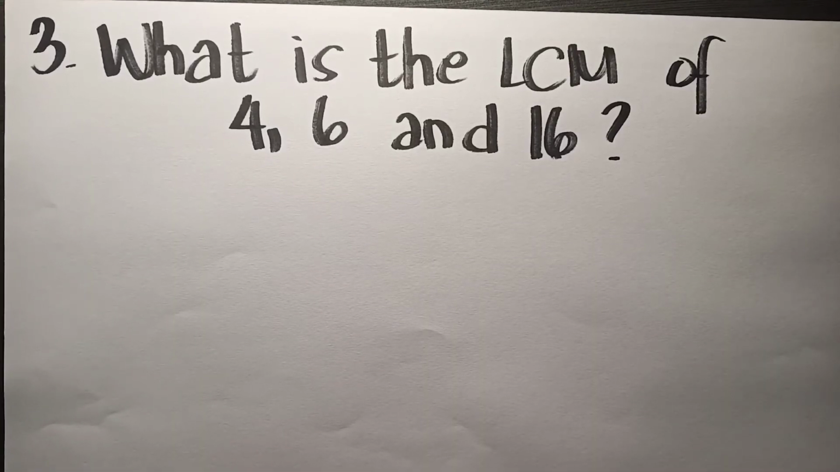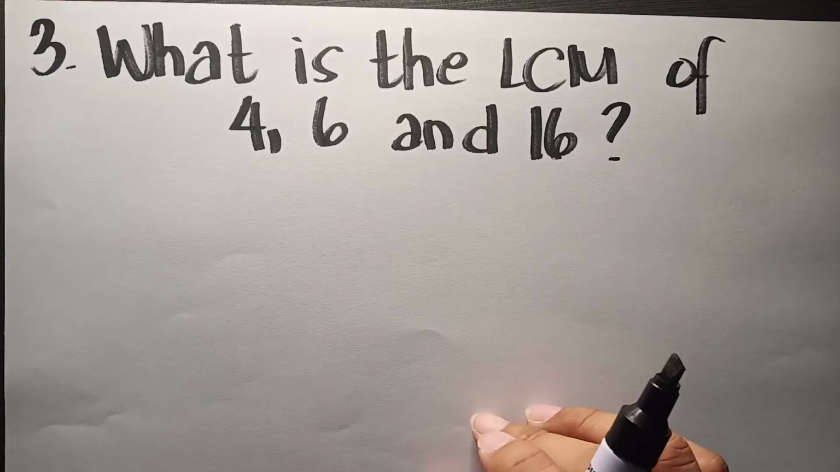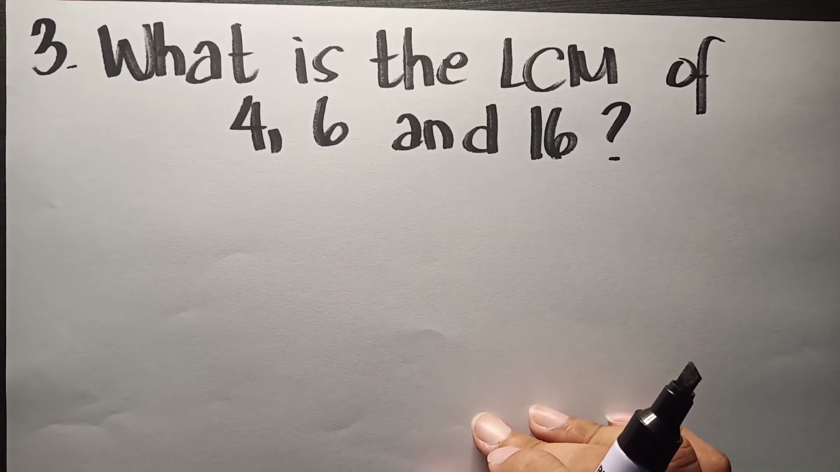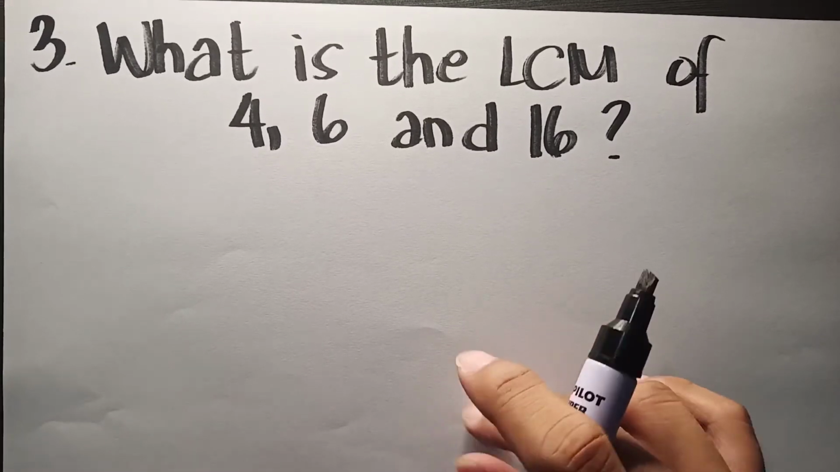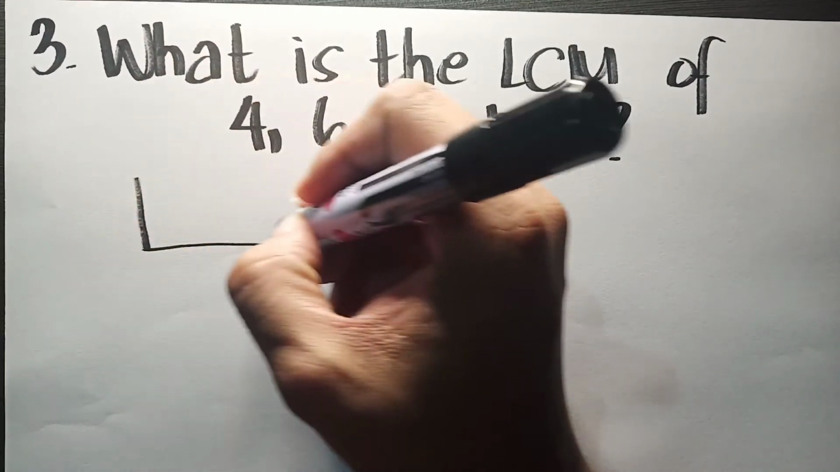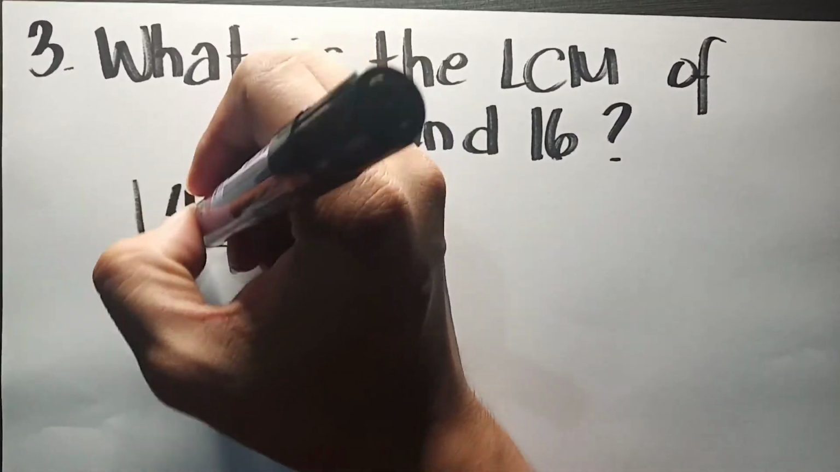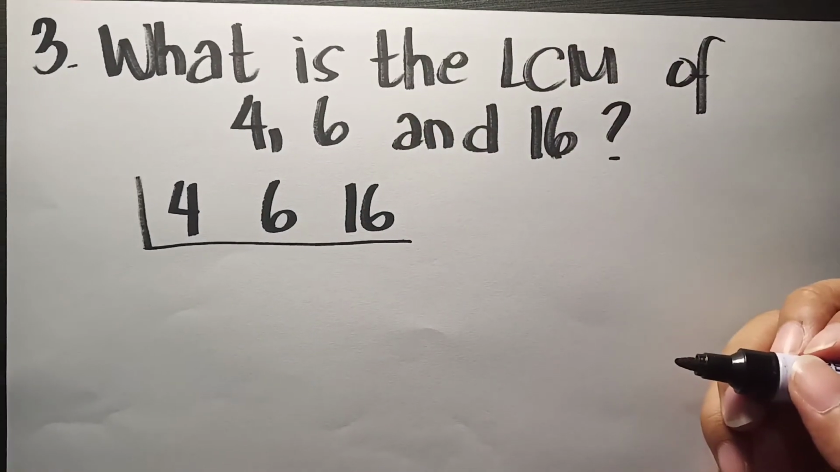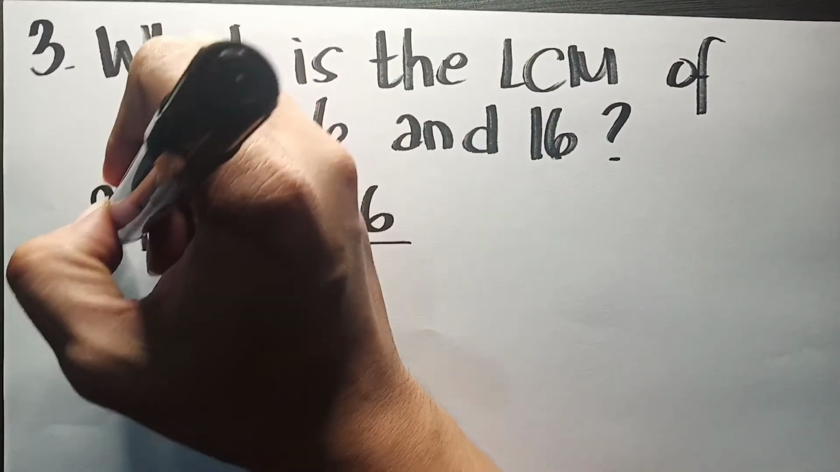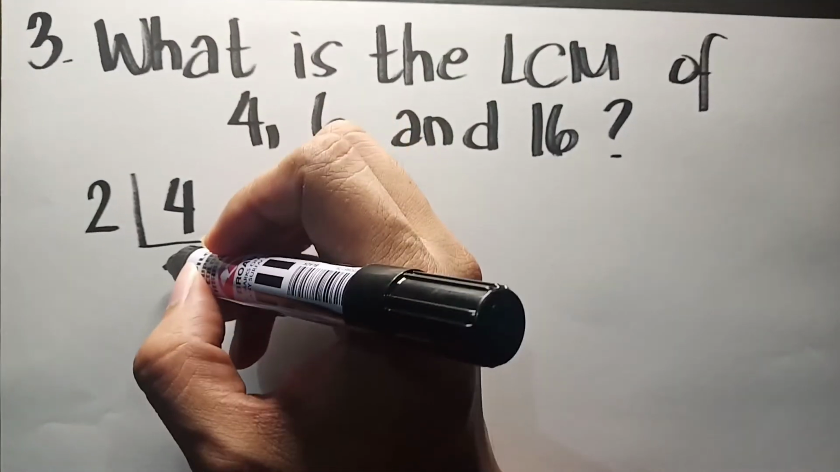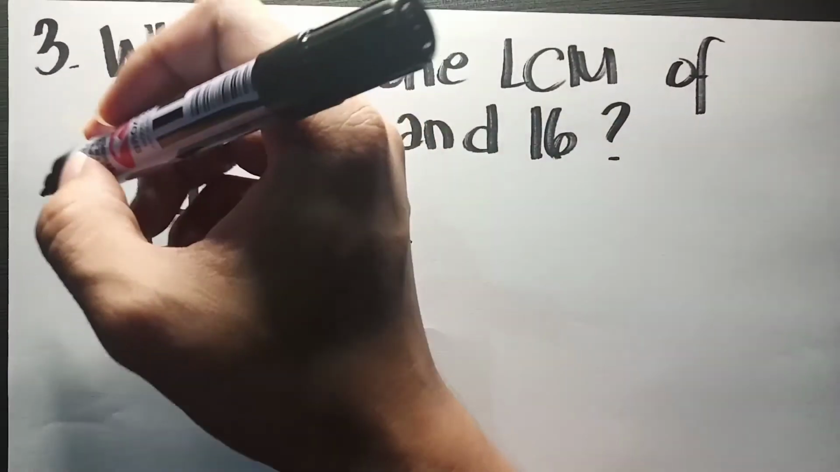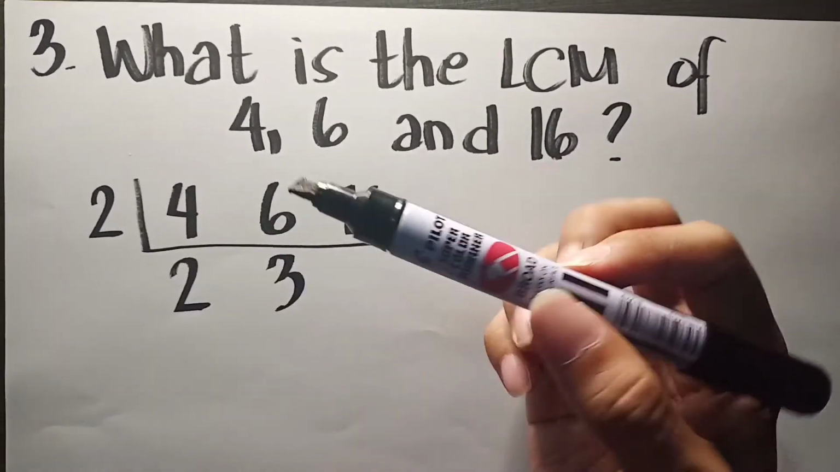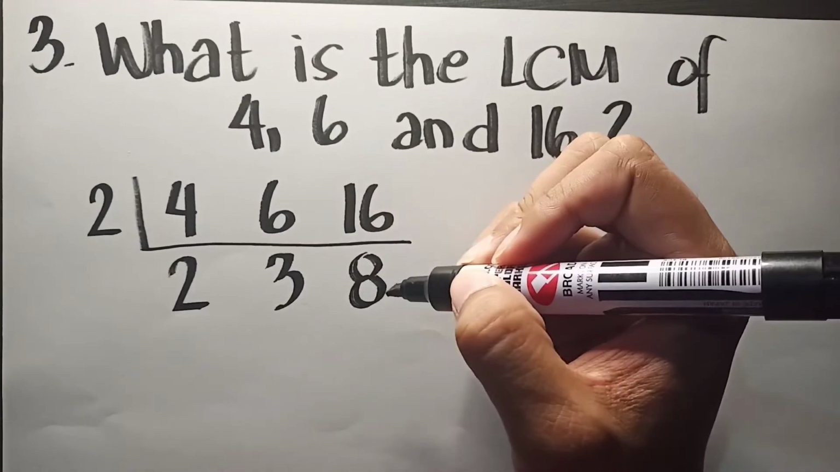And finally, for example number 3, we're given three numbers here. So what is the LCM, or the least common multiple of 4, 6, and 16? So in the same manner, we're going to put the three numbers in a ladder. So we have 4, 6, and 16. So obviously, we can divide the three numbers by 2. So we divide them by 2. So 4 divided by 2 is 2. 6 divided by 2 is 3. 16 divided by 2 is 8.